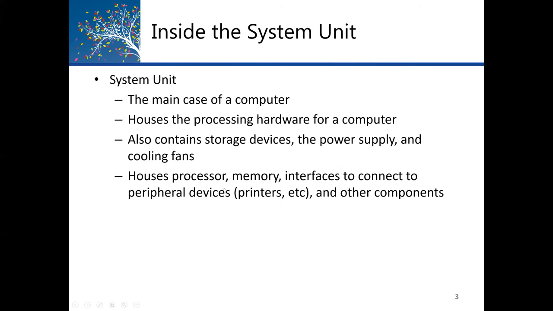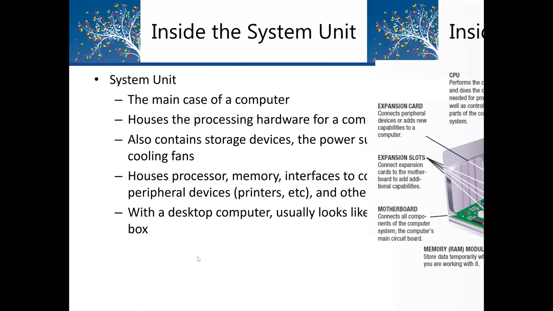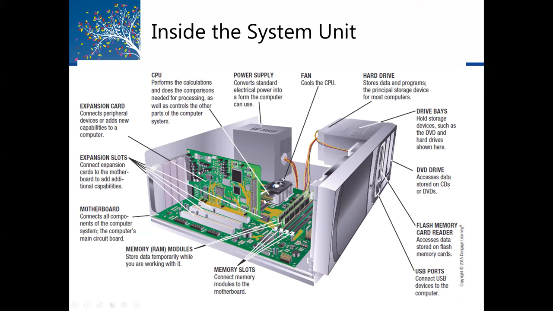Also, it houses the processor, which is the central processing unit, the memory, interfaces to connect to peripheral devices, such as printers, monitors, etc. Now, with a desktop computer, it usually looks like a rectangular box. And this is an example of it. So this is, again, our system unit. Now, inside the system, we can see we have the power supply with a fan to cool out the system. We also have the motherboard, and we have the memory slots to, again, set our memories. Then we have the memory modules.